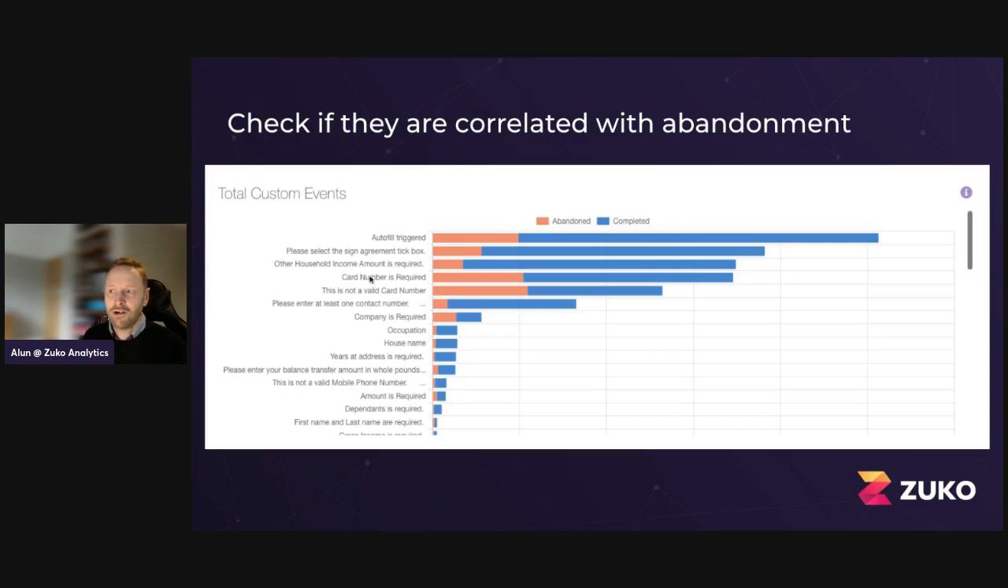So "card number is required." "This is not a valid card number." You can see in aggregate, error messages around the card number are much more prevalent in cases where people abandon than just a tick box, which, to be honest, people probably say, oh, I just missed the tick box. They go back and they can fix the error very quickly, versus cards, which is more difficult. So always break it down to check your abandonment figure as well.